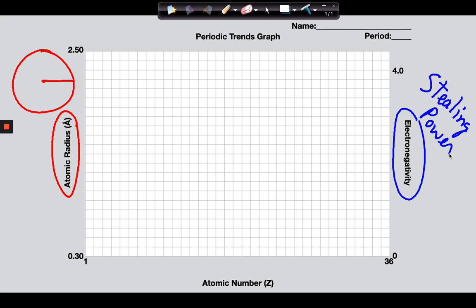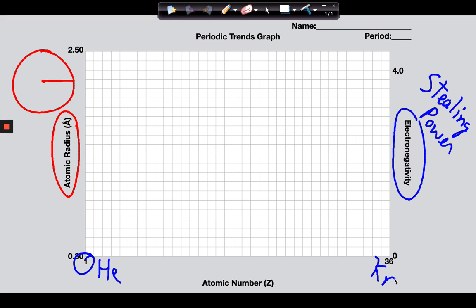Go ahead, Sam. Are we graphing these from left to right, both of them? Yeah, so what you're going to do is go helium to krypton. And the first time you're going to graph atomic radius using this scale, and then the second time you're going to graph electronegativity using this scale on the same graph. Is that okay? Okay. So guys, any questions about the graphs you're going to produce? You okay? Okay.